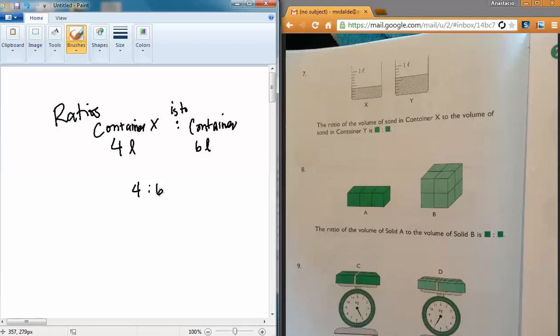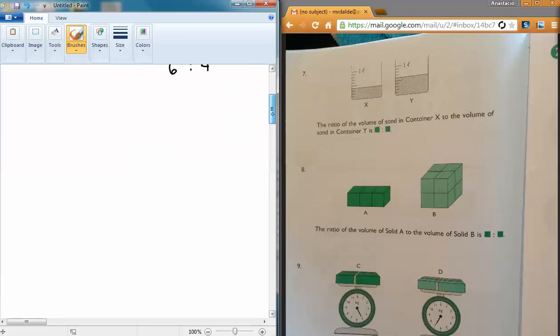Now, you have to be careful, because if they ask you for what is the ratio of container Y to container X, then you would simply put 6 to 4. It reflects the correct order they're asking you in. And I think that a lot of people have trouble with that.